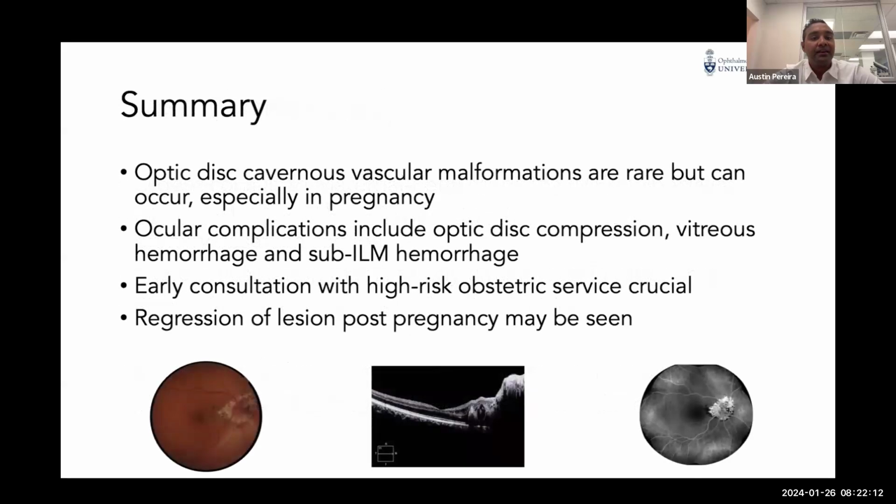So in summary, optic disc cavernous vascular malformations are very rare, especially in the optic disc, but can occur, especially in pregnancy due to the changing hormonal levels. Ocular complications can include, as we see in our patient, optic disc compression, and in other reports, vitreous hemorrhage and sub-ILM hemorrhages. It really requires, similar to Yusuf's case, an early consultation with high-risk obstetrical services to get their gauge as to what they would prefer for the treatment of the mom. And regression of the lesion can be seen post-pregnancy.